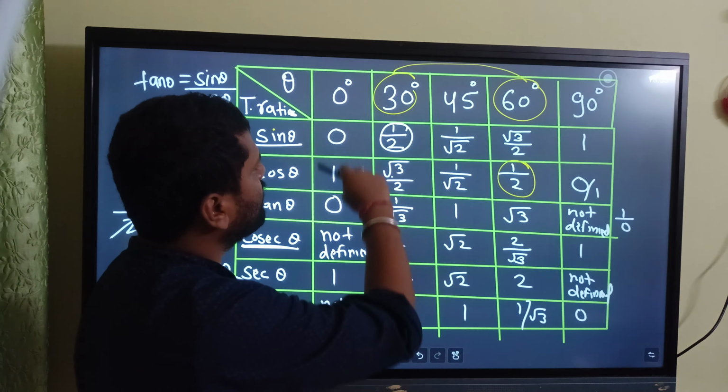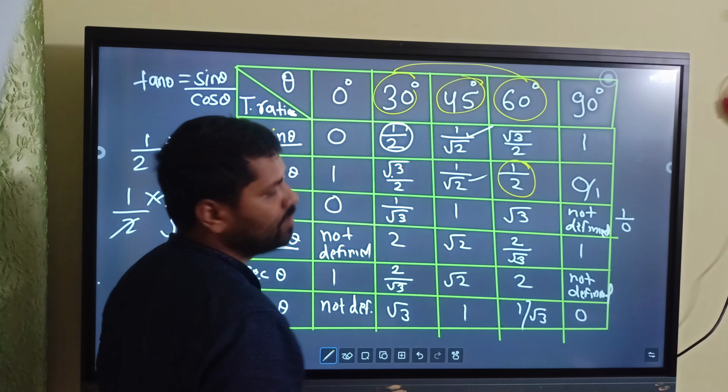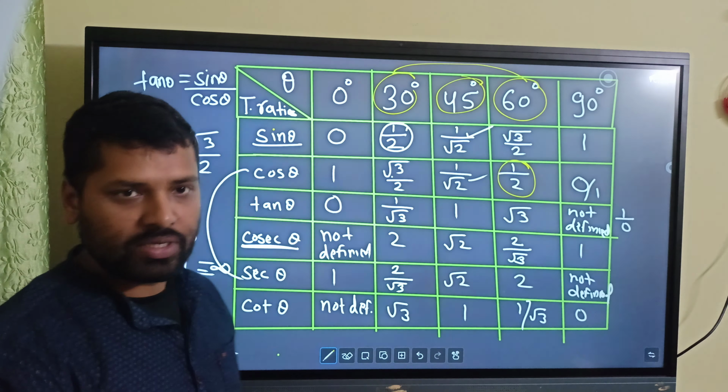Here though 45, 45, this is universal, same. 1 by root 2, 1 by root 2. Understood? Okay, I hope it is clear.